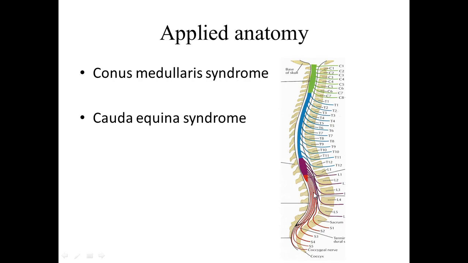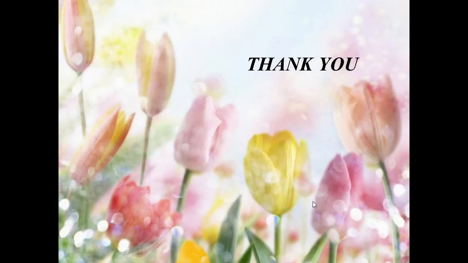So we have seen the external features of the spinal cord. Then we have seen the internal features of the spinal cord. In the internal features, there are the central canal, then the gray matter, and surrounding the gray matter, the white matter. In the white matter, there are nerve fibers. In the gray matter, there are neurons or interneurons. And lastly, the applied aspect. Thank you.